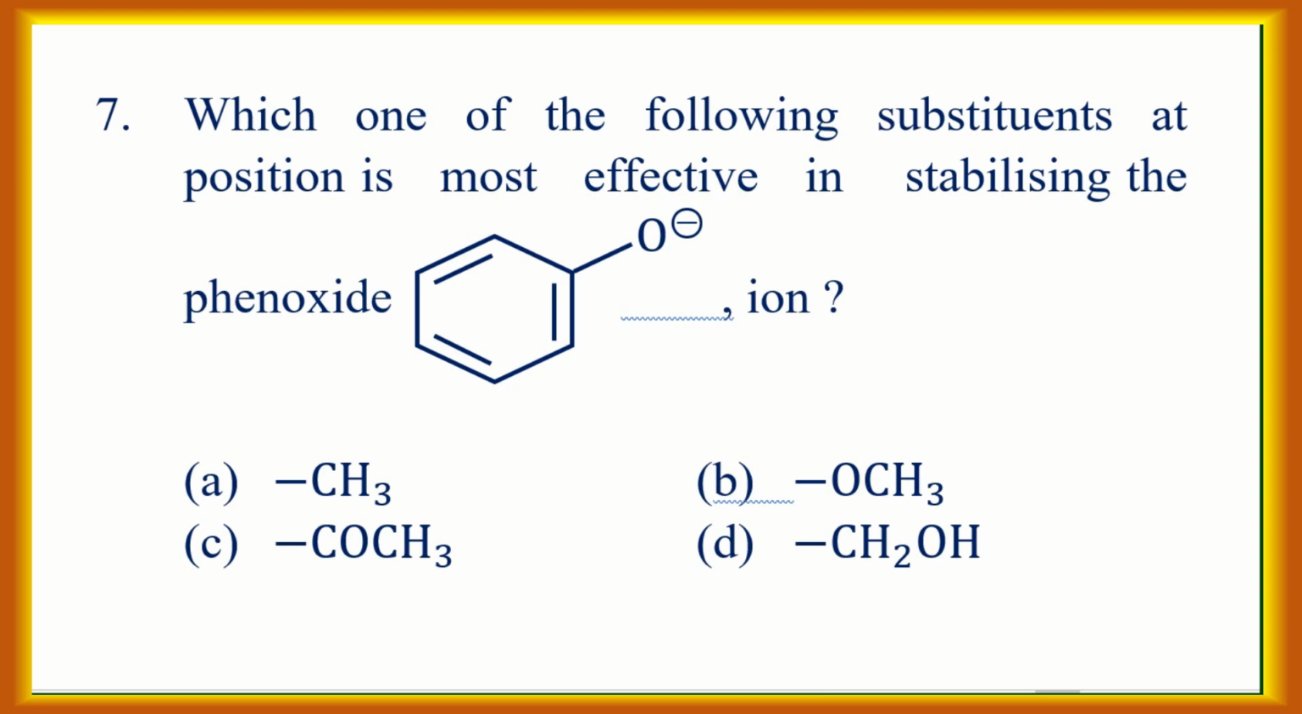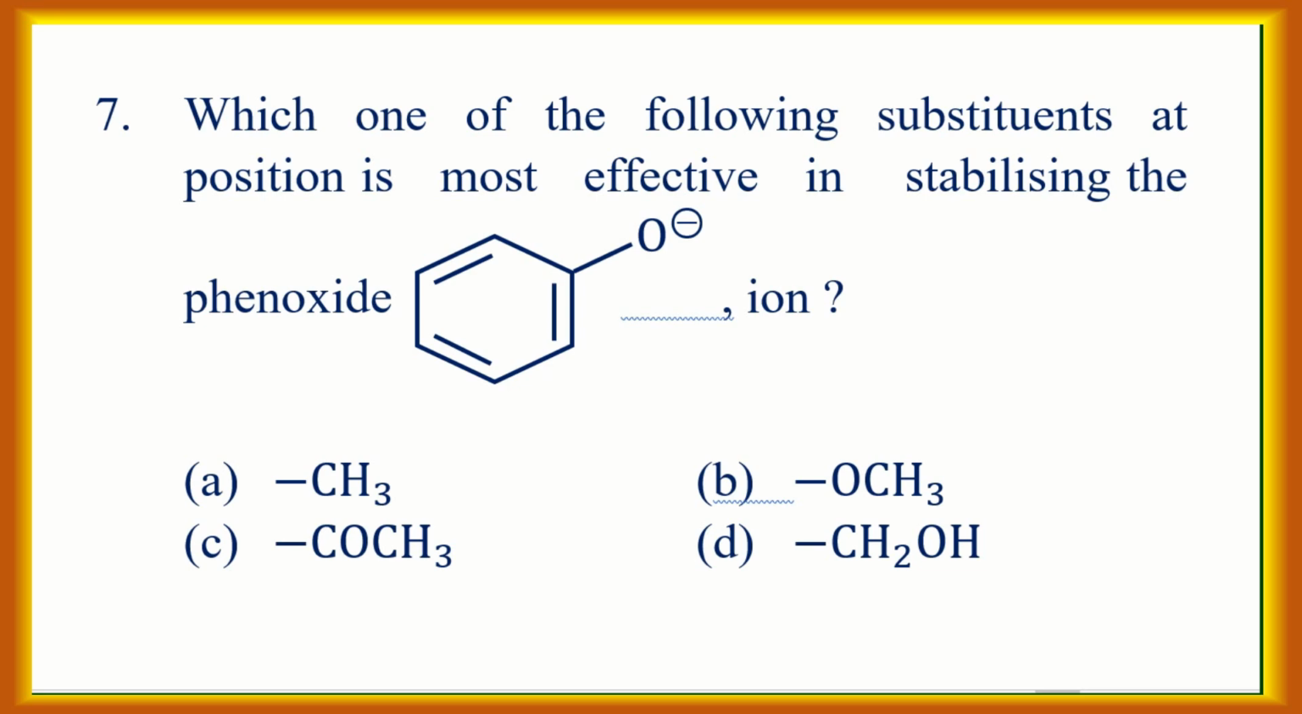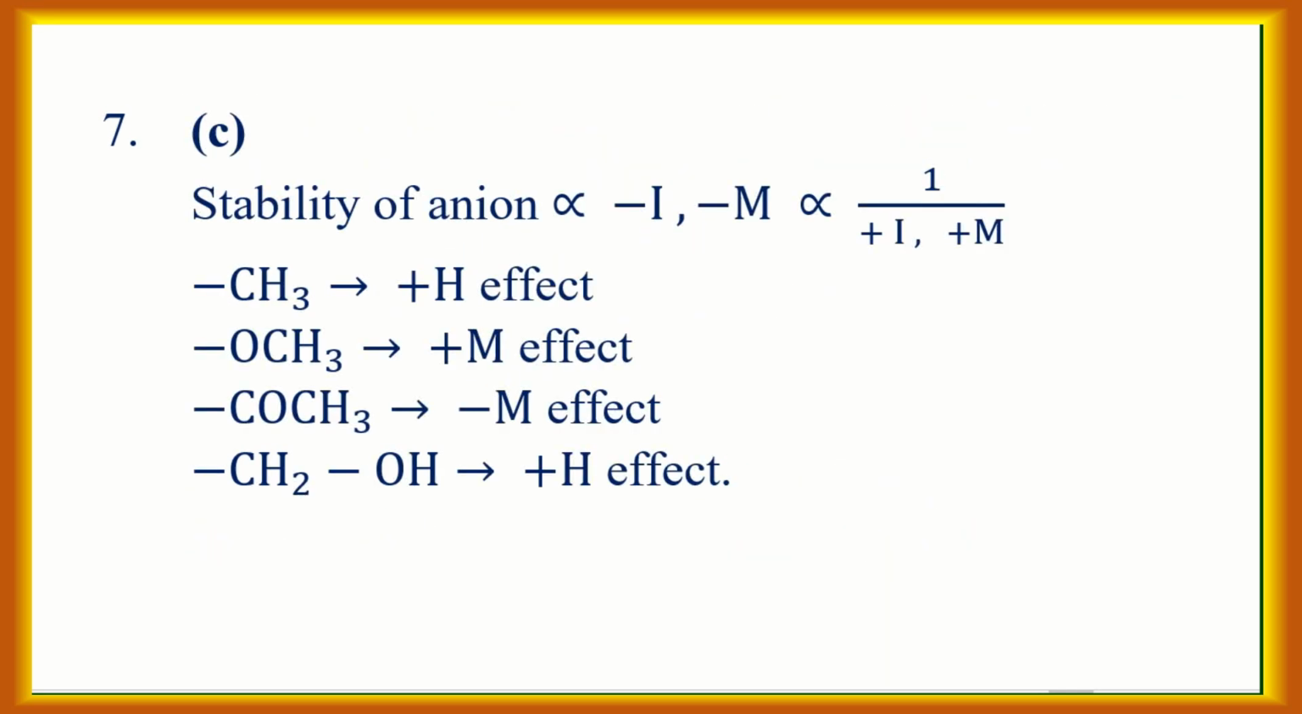Which one of the following substituents at the position is most effective in stabilizing the phenoxide ion? The options are given, and the answer is C. Now back to the question: C is COCH3. Why? Now the solution: stability of an anion is directly proportional to the minus I effect and minus M effect, and inversely proportional to the plus I effect and plus M effect. CH3 has a plus effect, meaning the hyperconjugative effect. OCH3 has a plus M effect, COCH3 has a minus M effect, and CH2OH has a plus effect. So it is clear now. The most stable anion is directly proportional to the minus M effect, so COCH3 is the right answer.